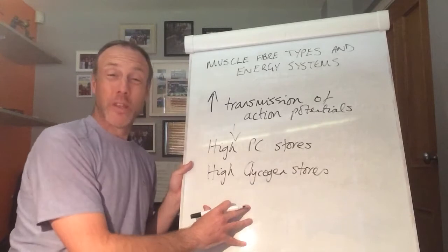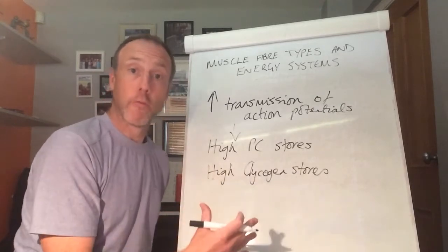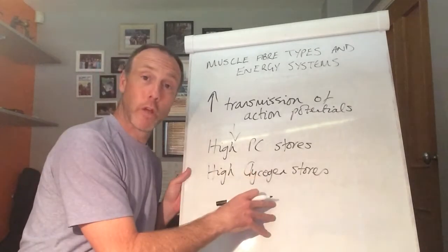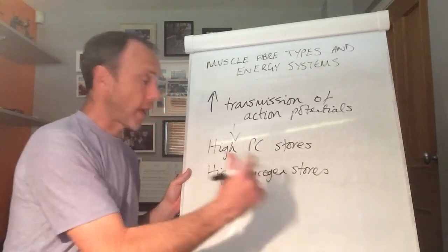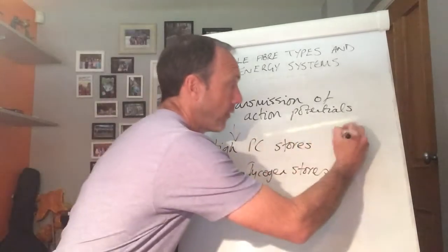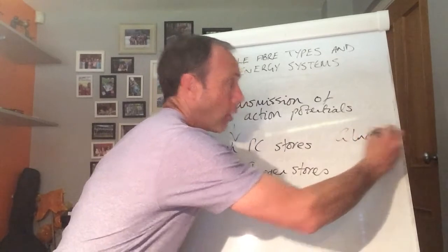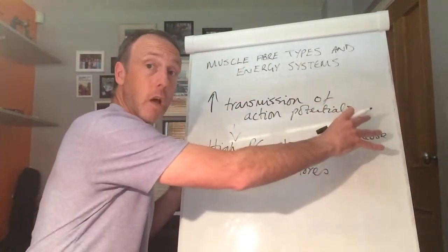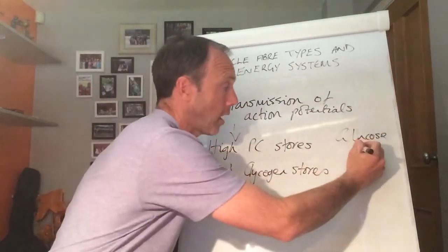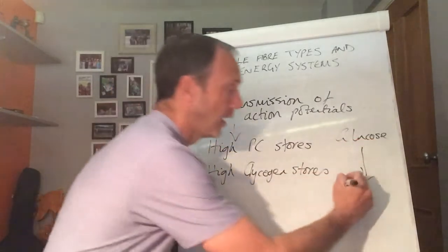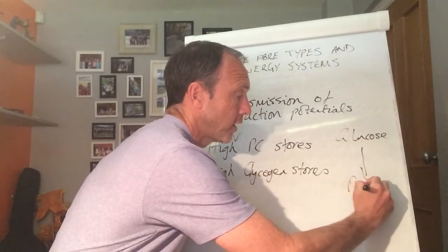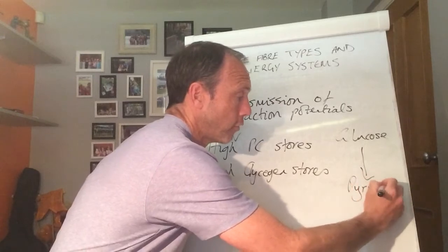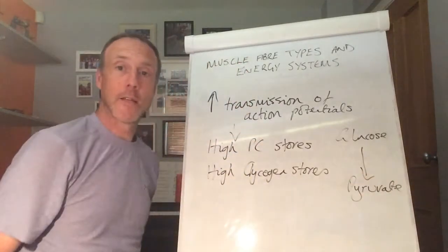Those glycogen stores are then ready for anaerobic glycolysis, so that breakdown of glucose into pyruvate. If you remember that from before, we had our glucose molecules. Remember, we split them from a 6-carbon molecule into a 3-carbon molecule, but ultimately we want to convert it into pyruvate.